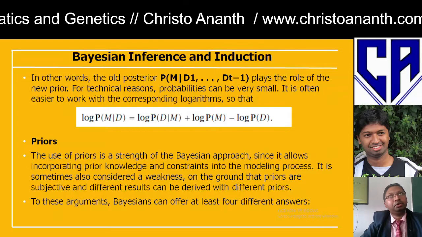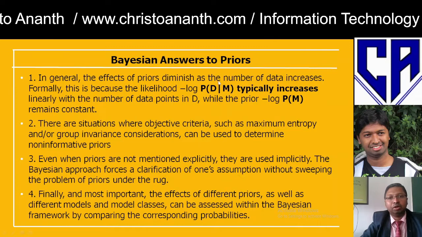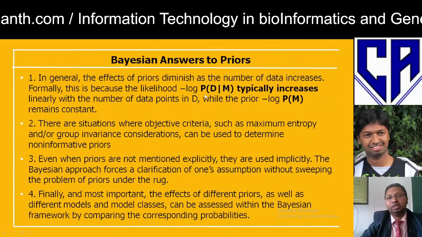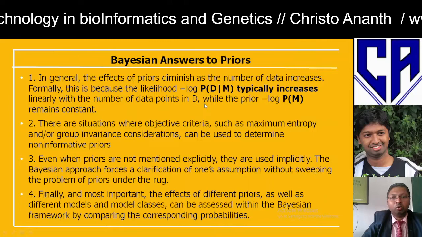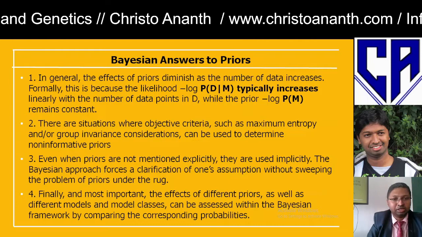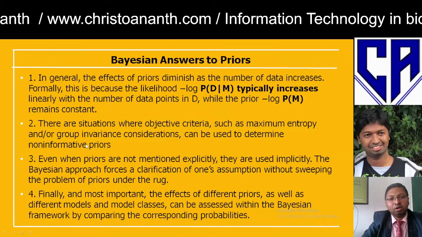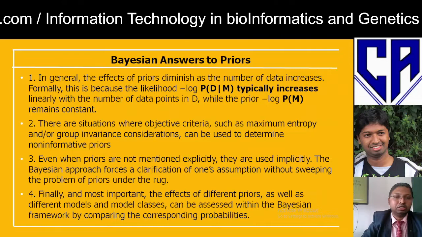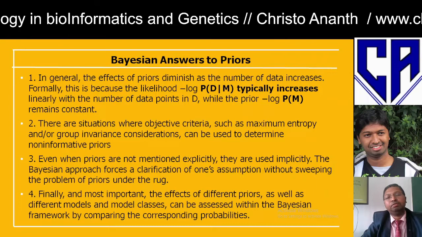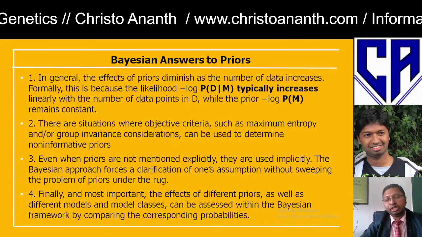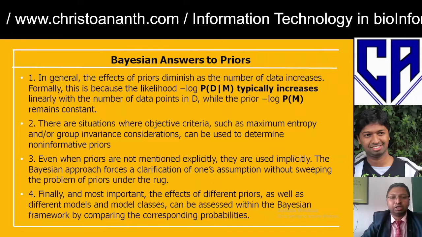For example, we had the factor minus log of p(d|m), that is going to increase with the amount of data that we feed, while the prior, minus log of p(m), remains stable, remains constant. And we have some maximum entropy factors as well. We can generally categorize most of the priors as non-informative priors, and we can gather much of the information even without knowledge of the priors. That's an advantage. Also, it is easy to model these classes, and we can calculate much of the probability function associated with it.